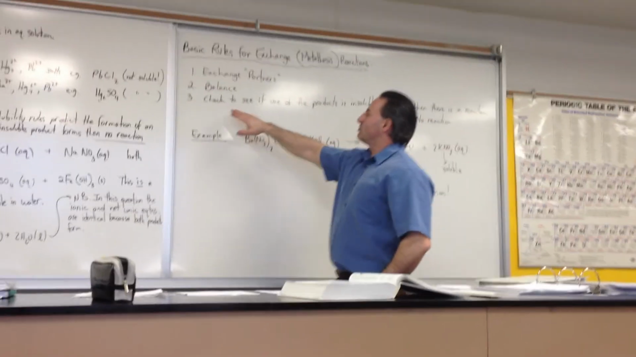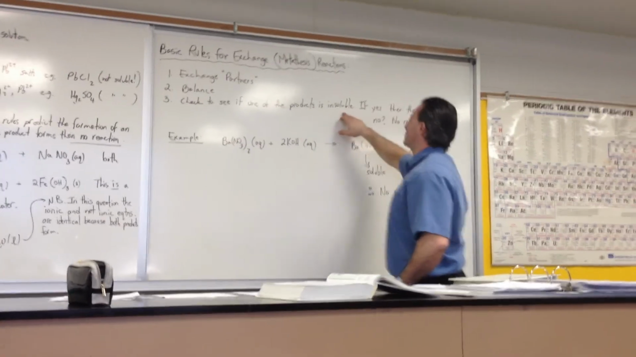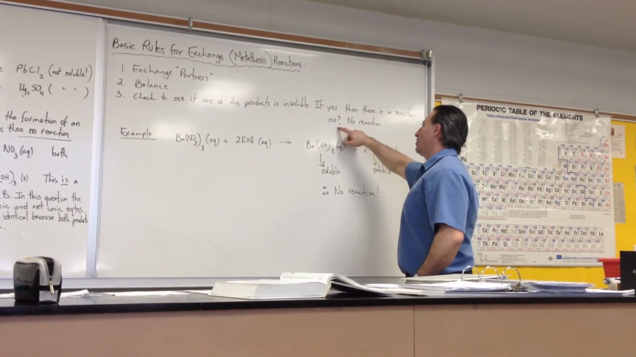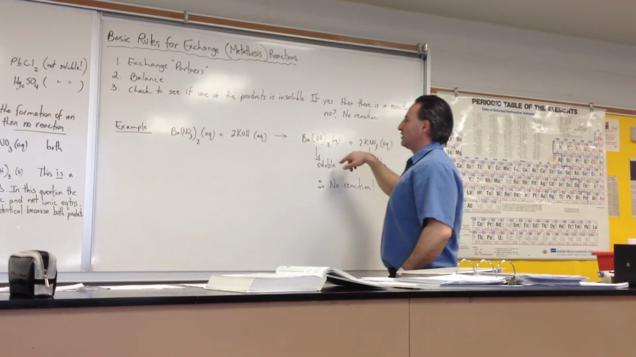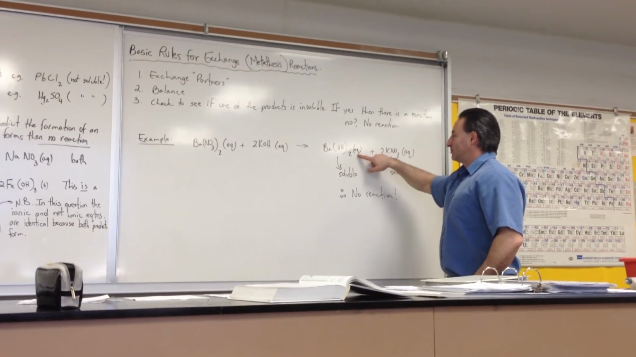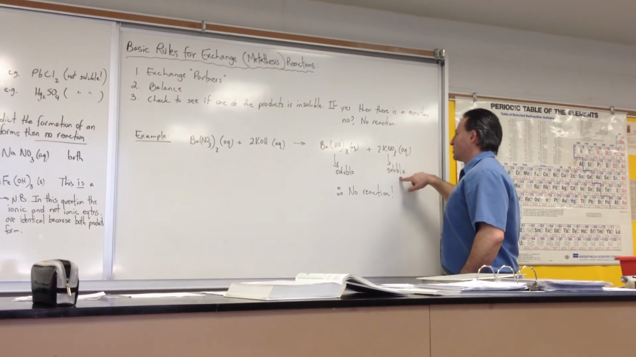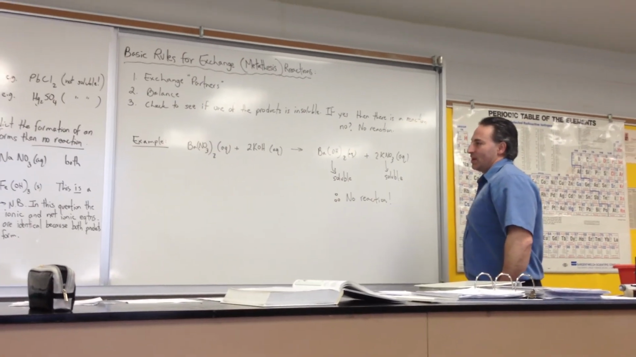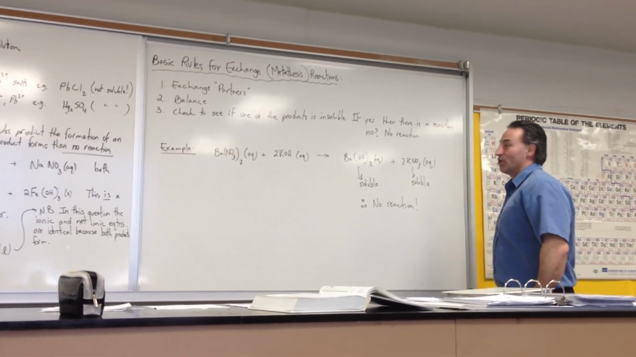And then the third thing is we check to see if one of the products is insoluble. If yes, then there is a reaction. If no, then no reaction. In this particular case, barium hydroxide is soluble, and potassium nitrate is soluble. So this particular reaction is predicted not to produce any product. No solid, therefore no reaction.